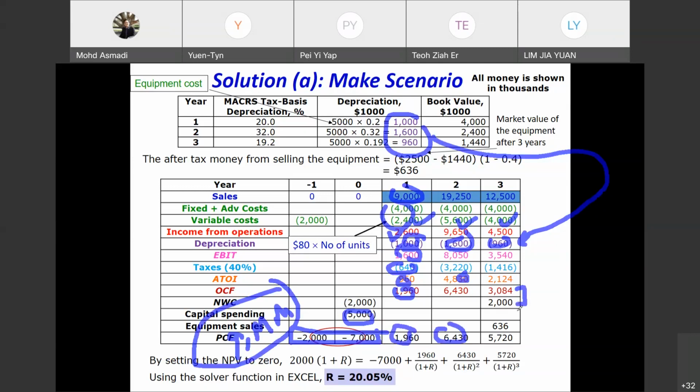So if you look at here, you add this one: 3,000 plus 2,000 plus 636, you can get 5,720. So just based on NPV equal to 0, we can calculate IRR, 20.05%. So this is for making the decision, because in house, you just increase the equipment cost and you want to make it by yourself, in your company. How about scenario B?